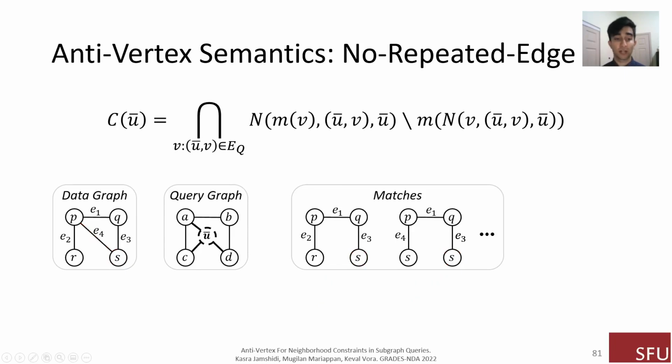If we add more edges to U bar, neither match will be filtered. In the second match, C of U bar is empty since E3 has already been matched and so Q gets removed, while in the first match, C of U bar is empty because P, R, and S have no common neighbors.